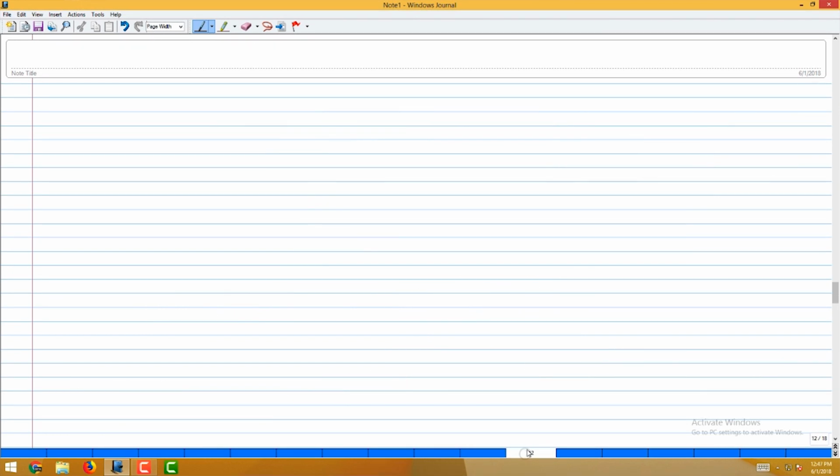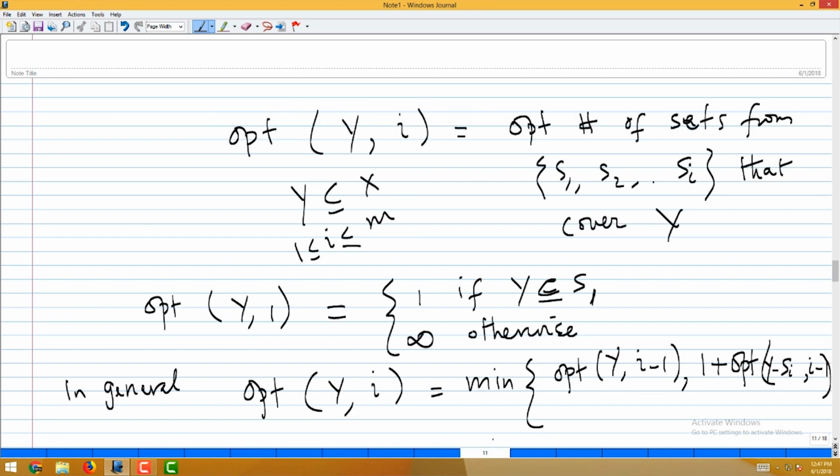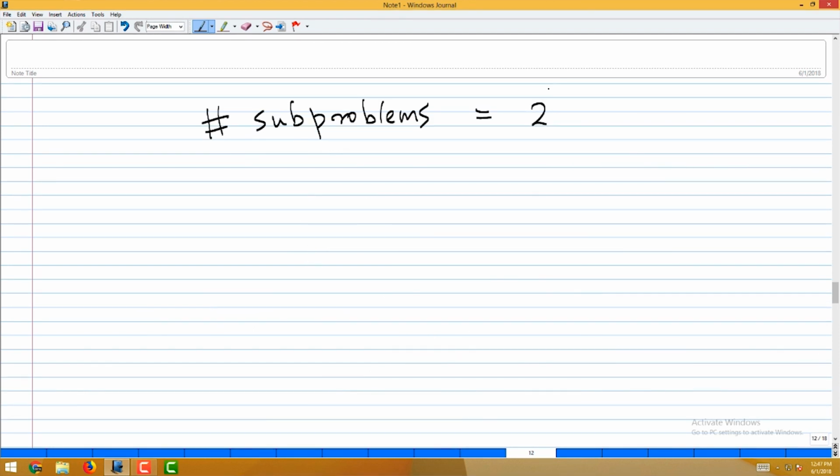So, overall running time, let us compute the number of subproblems. These are the subproblems I am computing. So, how many? 2 power n times m, and then the time for each problem.